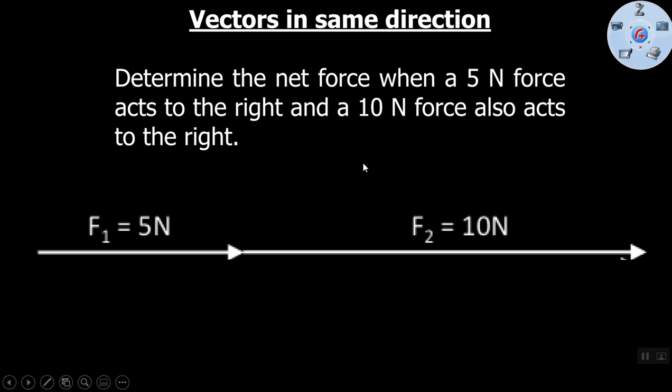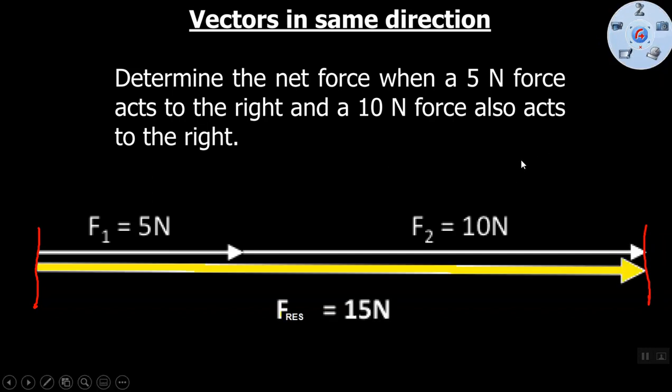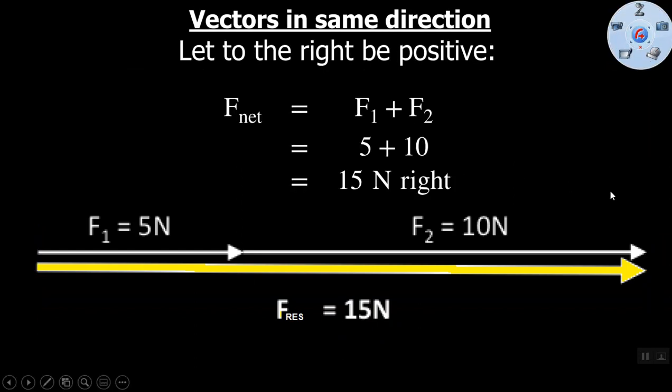And when we draw the resultant, it will start from where this one starts and end where that one ends, and we draw the resultant. And the resultant is when I mathematically add my two vectors together. So I say F1, which is 5, plus F2, which is 10, gives me 15 to the right. And we said that when two vectors are in the same direction, we get a maximum resultant.